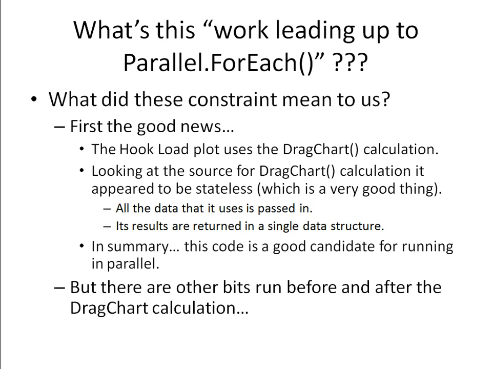So this drag chart calculation is a piece of code where we pass all of the inputs to this calculation and we basically say, please chew on this and give us the results back. This is a great example of functional code. You pass all the inputs and you'll always get back the exact same output. And that's what we have here. Even though this drag chart calculation is very old, it was well designed, and because of that, it was relatively easy for us to parallelize it.